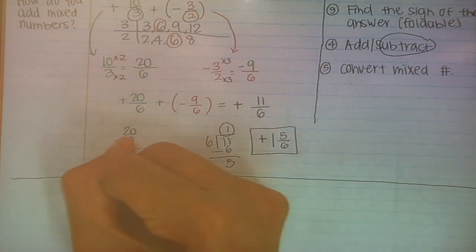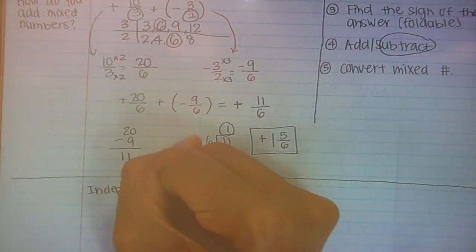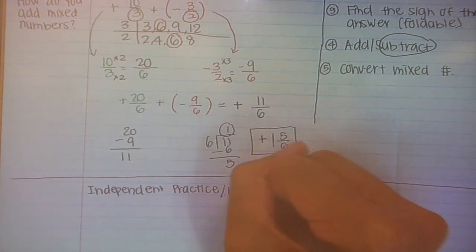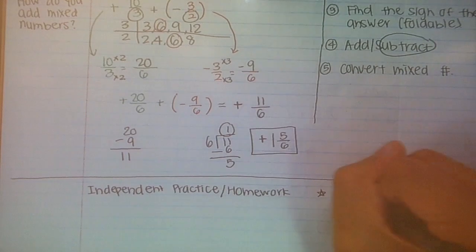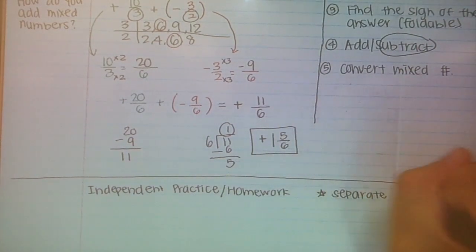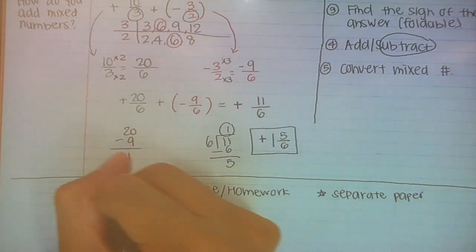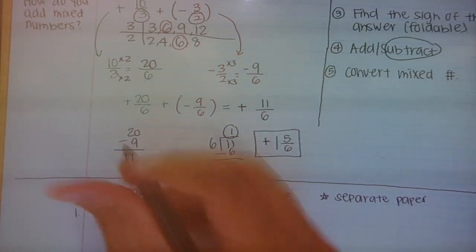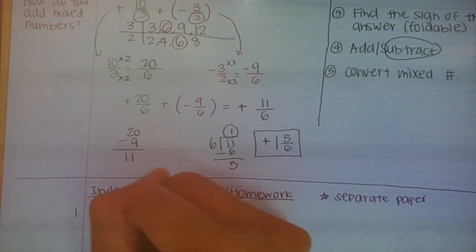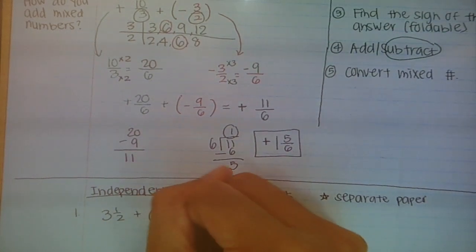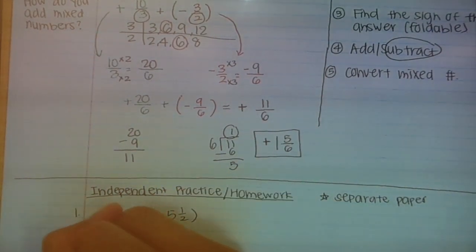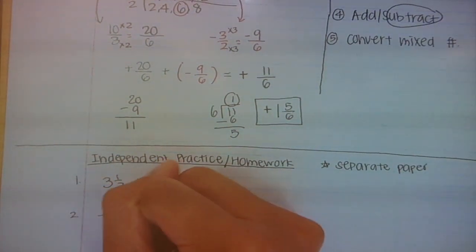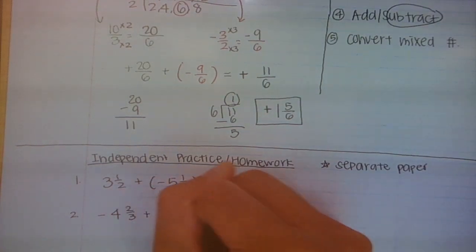So your independent practice. And homework if you don't finish. Make sure you write this on a separate paper. So there's only 4 problems. Here's number 1. Number 1 is 3 1/2 plus negative 5 1/2. Number 2, negative 4 2/3 plus 3 5/6.